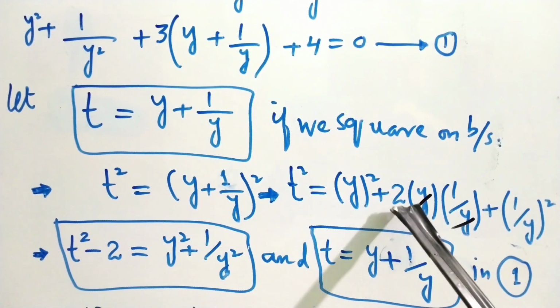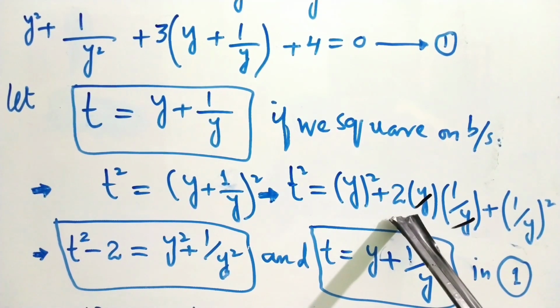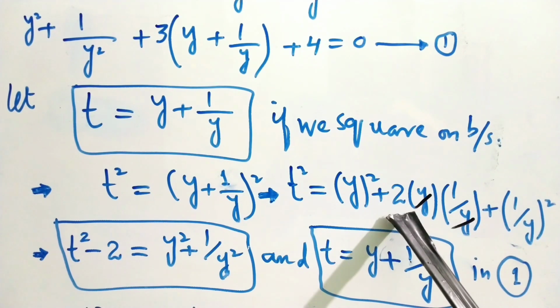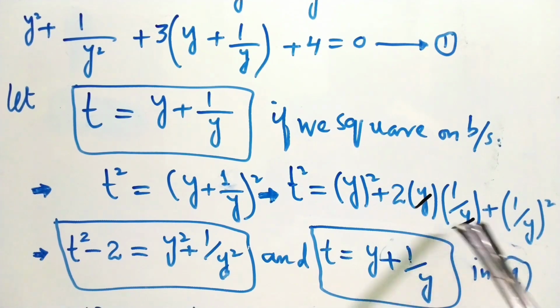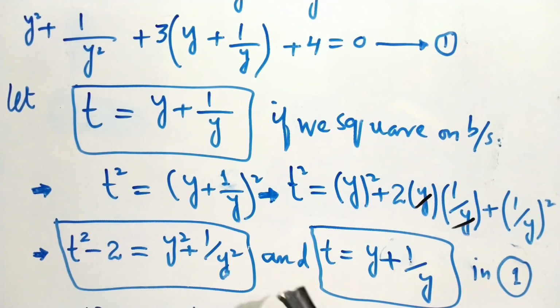Plus 2 is added over here, so it will be shifted to the left hand side and it will be subtracted, or it will be negative. So y square plus 1 over y square will be equal to t square minus 2. This one, t square minus 2 is equal to y square plus 1 over y square, and t is equal to y plus 1 over y. If we put it in equation number 1, then we will find the quadratic equation.